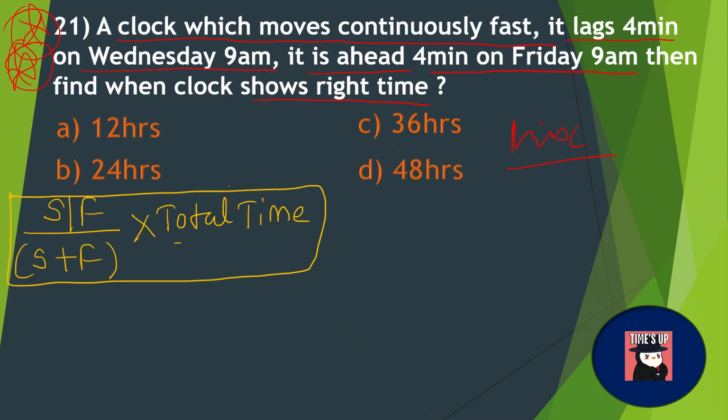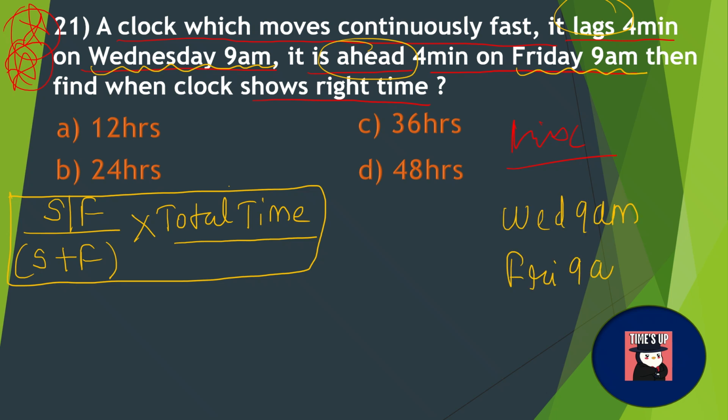Okay. How to find out this total time? We know how much it lags and how much it is ahead, 4 minutes. Correct? Total time you need to find out. Here they have given Wednesday 9 a.m. and Friday 9 a.m. So how much total time will it be? If we start from Wednesday 9 a.m. to Wednesday 9 p.m., it will be 12 hours.